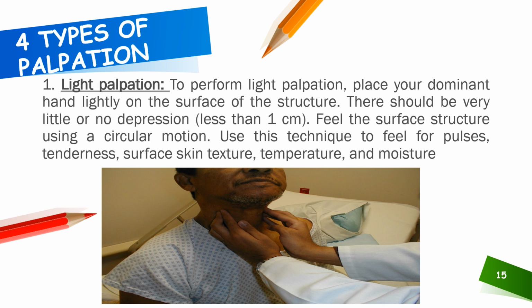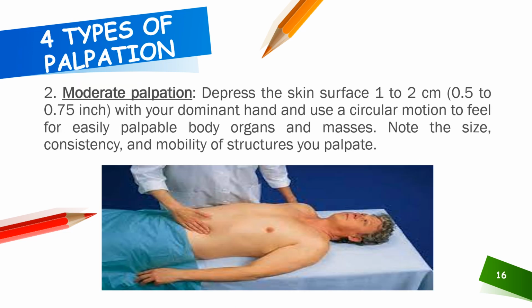So the first is the light palpation. To perform light palpation, place your dominant hand lightly on the surface of the structure. There should be very little or no depression, less than 1 centimeter, and feel the surface structure using a circular motion. Use this technique to feel for pulses, tenderness, surface skin texture, temperature, and moisture. With moderate palpation, we depress the skin surface 1 to 2 centimeters with your dominant hand and use a circular motion to feel for easily palpable body organs and masses. Note the size, consistency, and mobility of the structure you palpate.